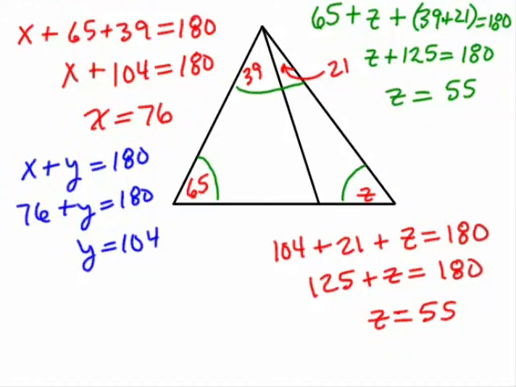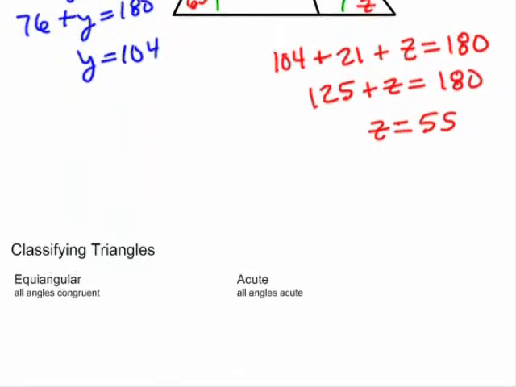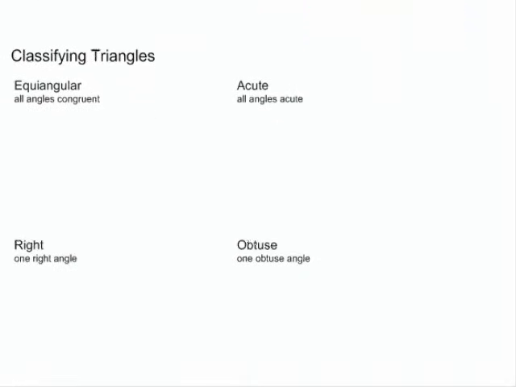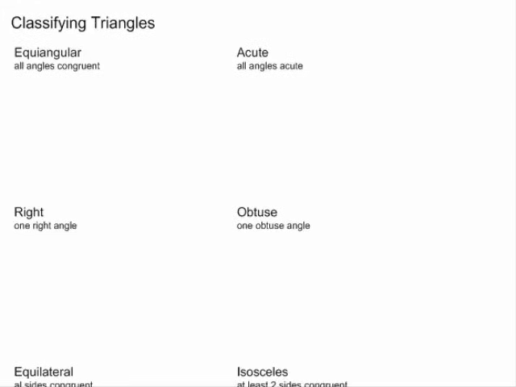Triangles and their different angles. Well, we need to be able to classify triangles according to their sides and their angles. First of all, we're going to talk about triangles based upon their angles. Now, the first one is an equal angular. An equal angular triangle means that all the angles are congruent.